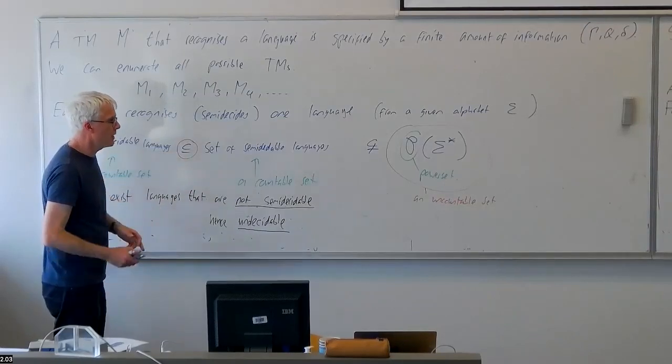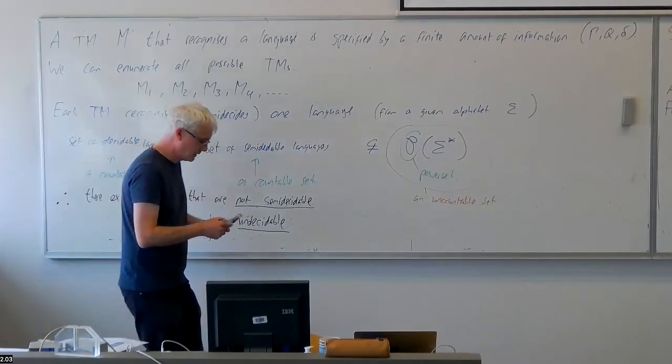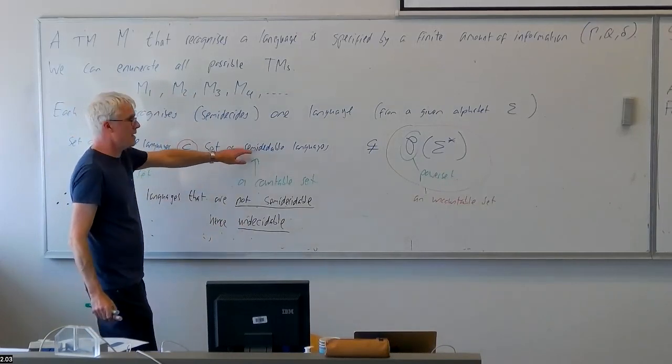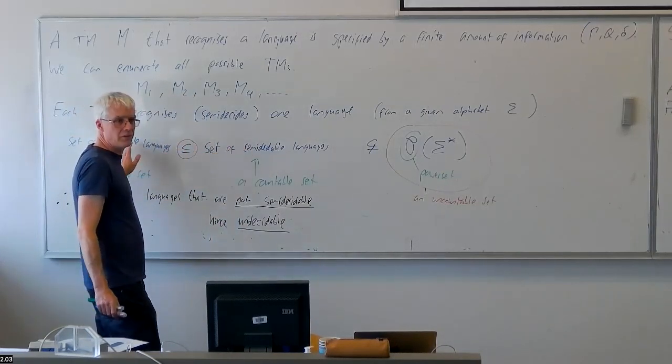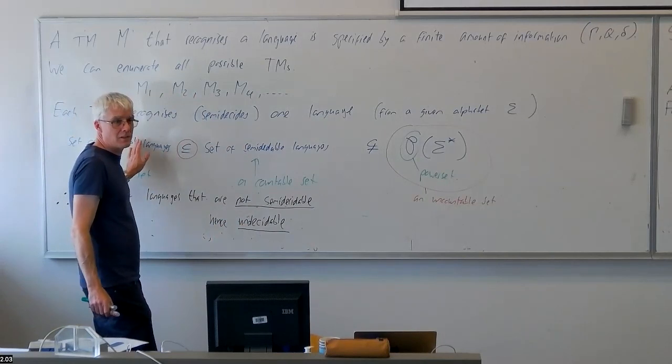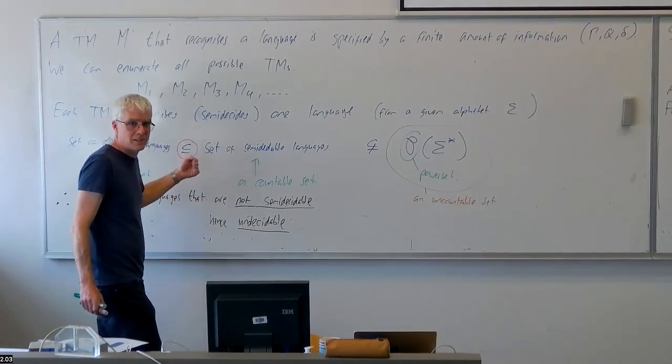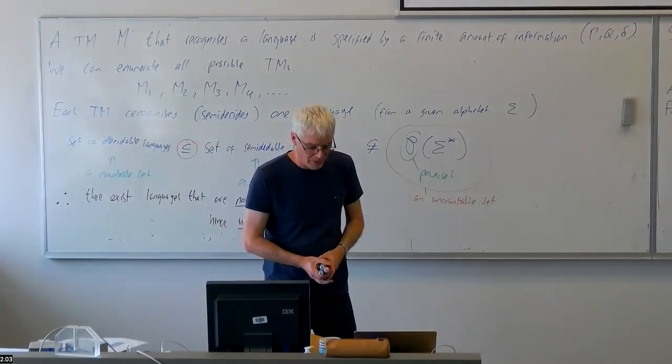So the main result today is going to be that there exists a language that is semi-decidable but not decidable. And moreover, it's not just going to be that there exists one, but we're going to construct a particular one, and it's going to be a particularly natural one in some ways.